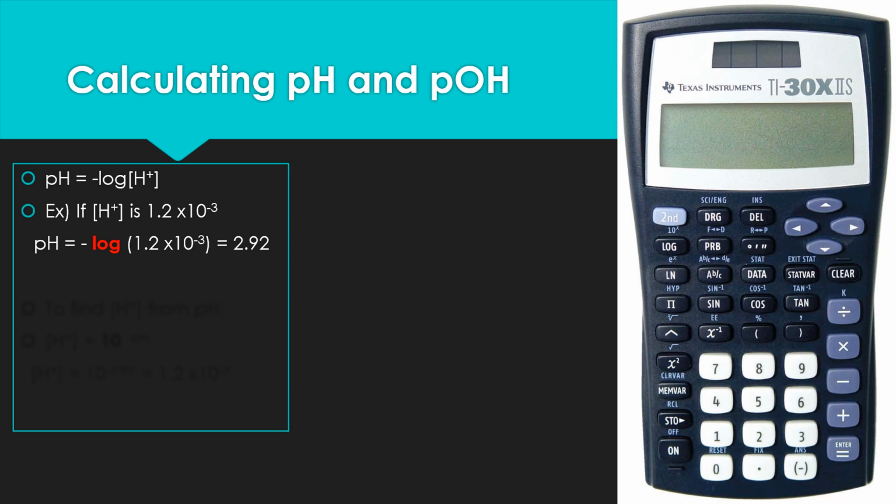So if I was to put that in my calculator, I'm going to hit the negative button. We've got that down here at the bottom. And then I'm going to hit that log button. And I'm going to do my scientific. It's going to automatically put a parenthesis. I'm going to put my 1.2 times 10 to the negative 3, and close my parenthesis, which actually you don't even have to do on these, just so you know, and hit enter, and we should get 2.92.